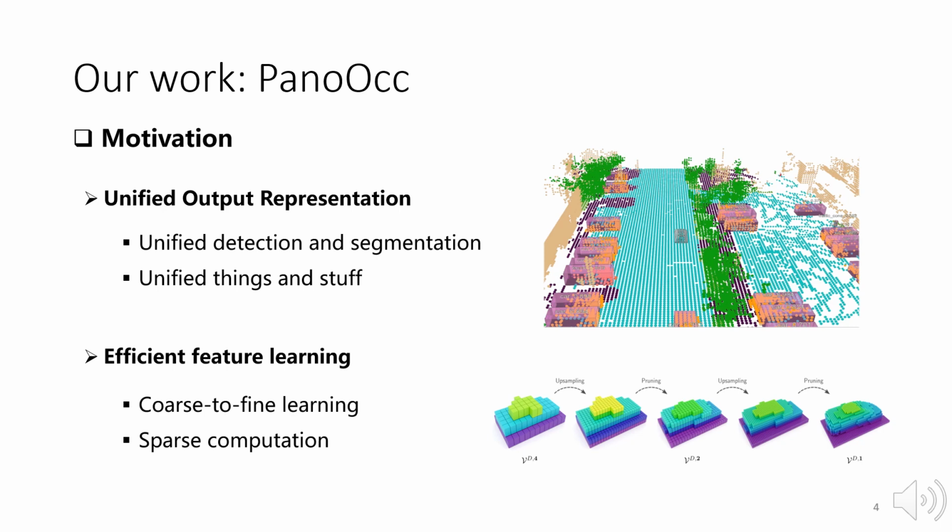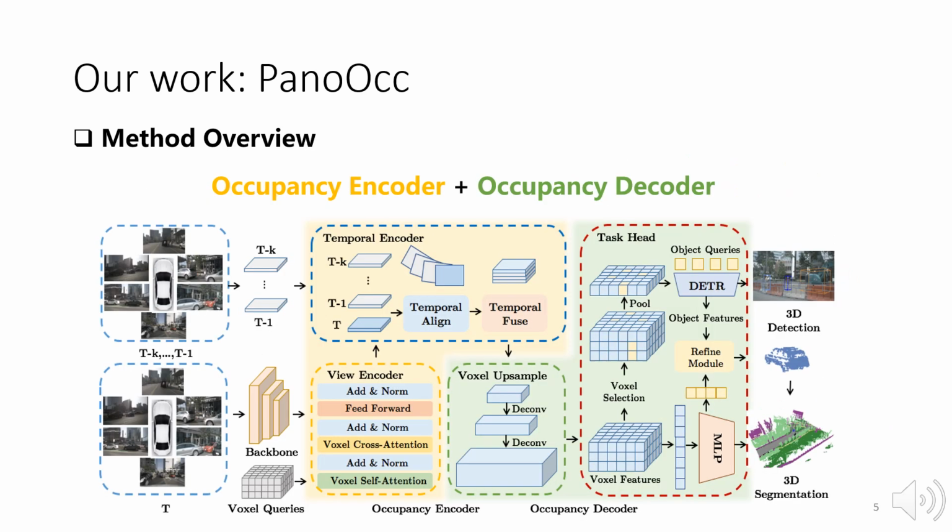Secondly, occupancy enables the unified modeling of foreground and background objects in voxel form. However, direct learning from 3D representations entails significant computational costs, and 3D space exhibits greater sparsity compared to 2D space. Hence, we emphasize two critical design principles in the feature learning process: coarse-to-fine learning and sparse computation. We introduce the model framework of PanoOcc, emphasizing the design of the occupancy encoder and occupancy decoder structures.